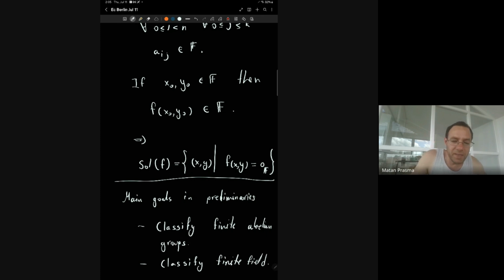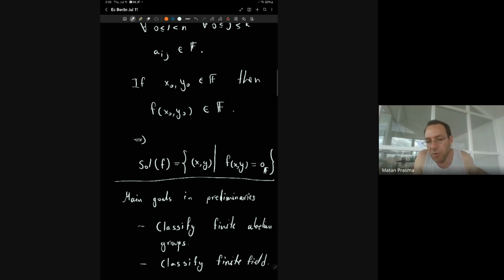Now, what does it mean to classify? This is a kind of soft mathematical statement. To classify a collection of objects usually means to give a short and convenient description of these objects.